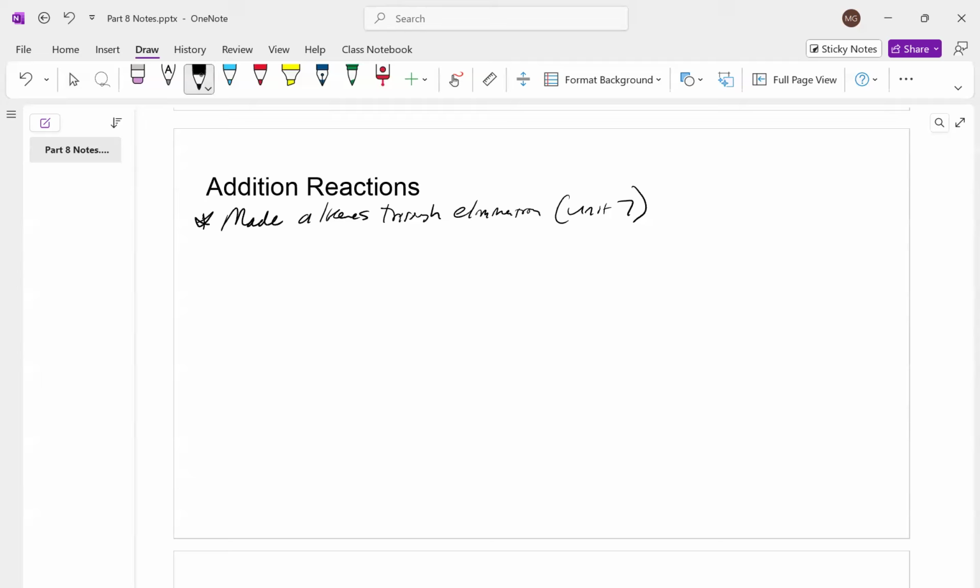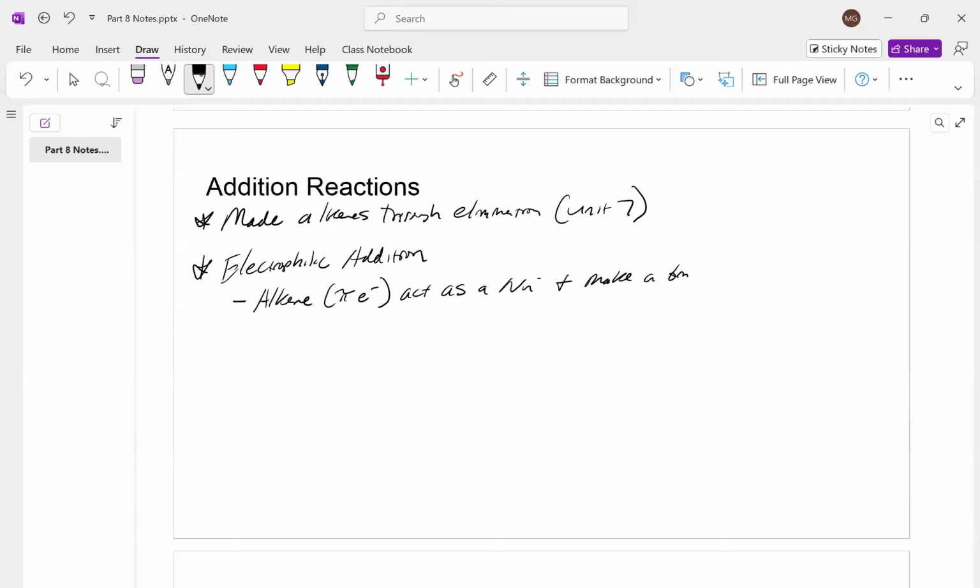Now, what do we do with these alkenes once we make them? Well, a lot of times the most common thing is that we add to the alkene in a process that we call electrophilic addition. And what that means is that the alkene, and more specifically, the pi electrons in the double bond, act as a nucleophile and make a bond to an electrophile.